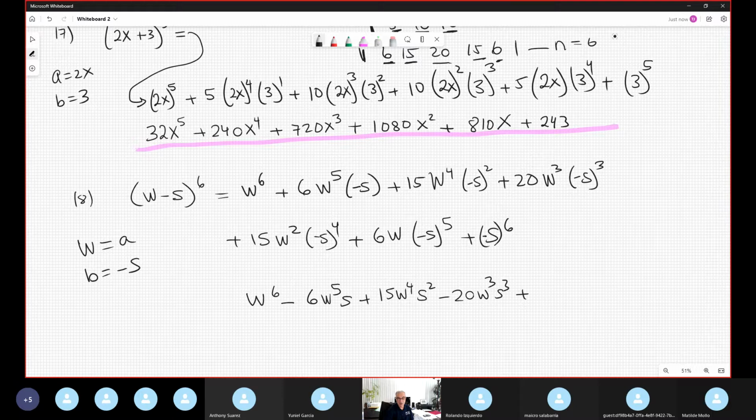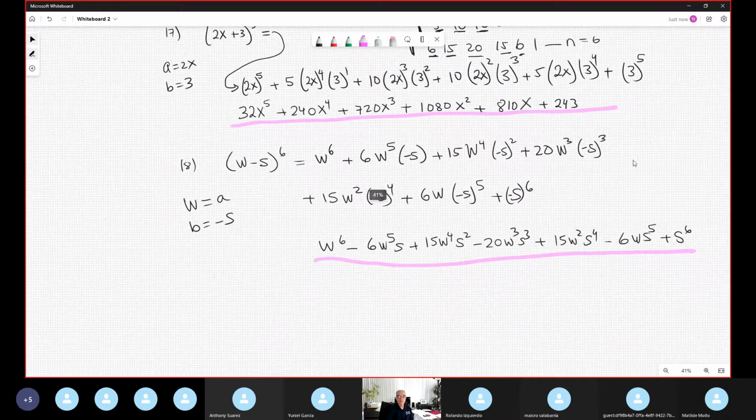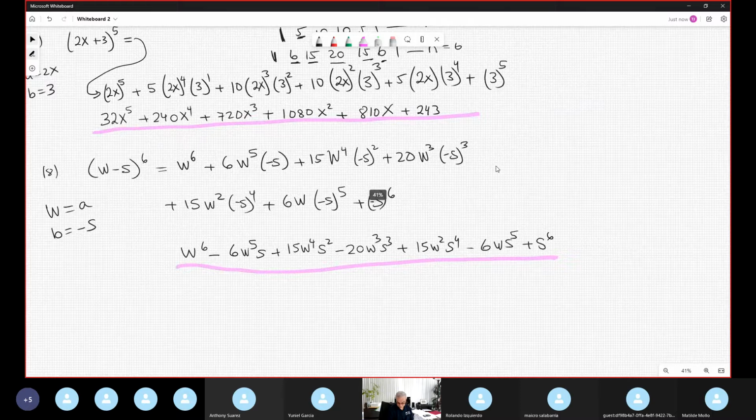Plus, because the exponent is even. 15, W squared, S to the 4th power. Minus, because the exponent is an odd number. 6W, S to the 5th power. And finally, plus again, X to the 6th. And this is my final answer. Any question?